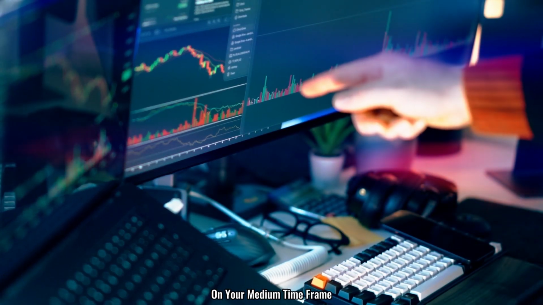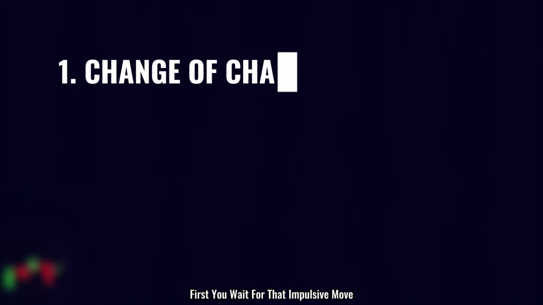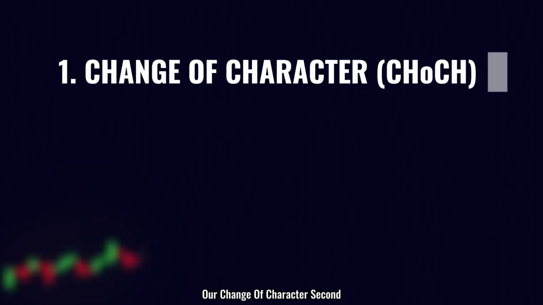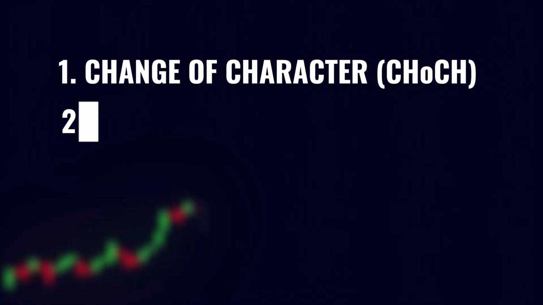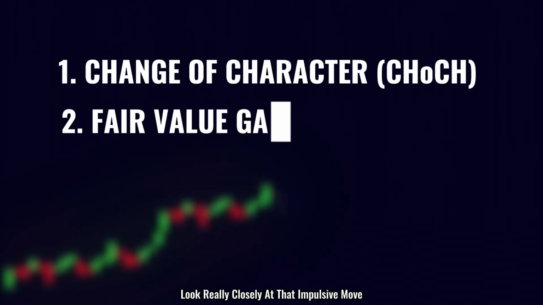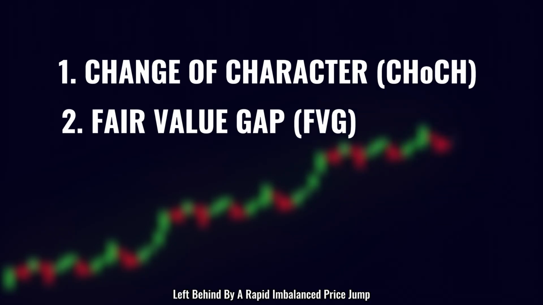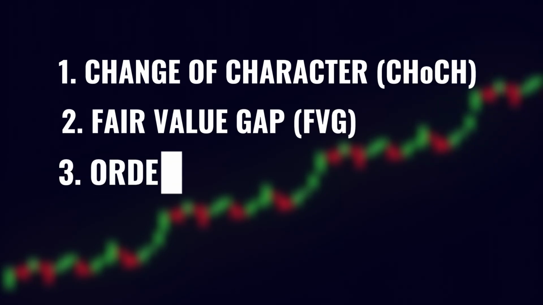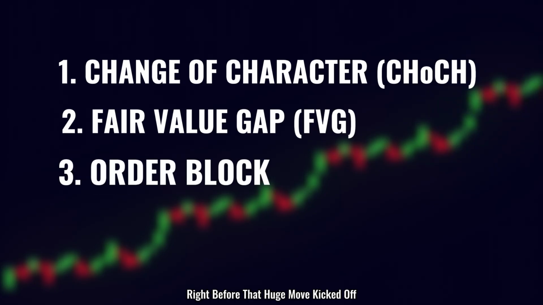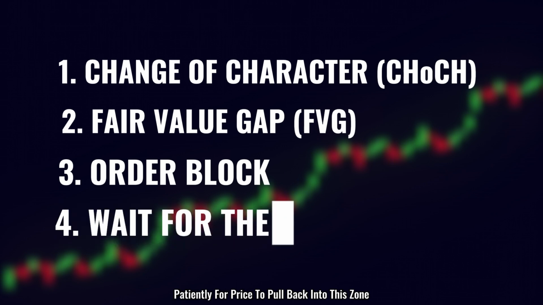Okay, so practically speaking, how do we actually find a high quality zone to trade from? It's a pretty mechanical 4-step process on your medium time frame. First, you wait for that impulsive move that breaks market structure, our change of character. Second, look really closely at that impulsive move to spot a fair value gap, which is basically an empty space left behind by a rapid, imbalanced price jump. Third, mark the order block. That's the last opposing candle right before that huge move kicked off. And finally, you wait patiently for price to pull back into this zone.